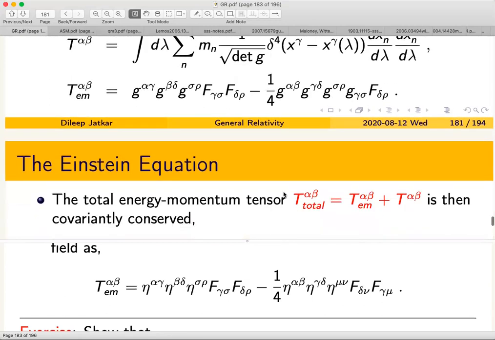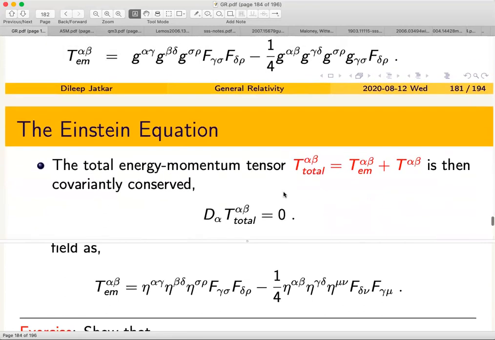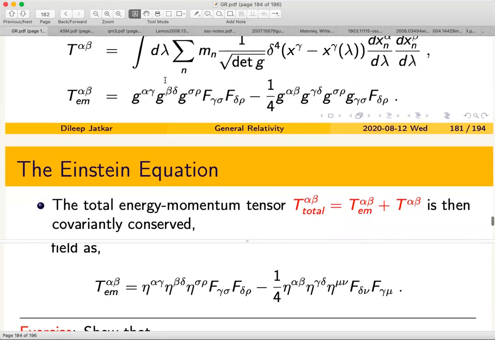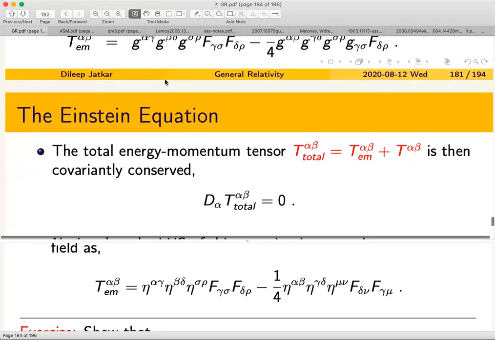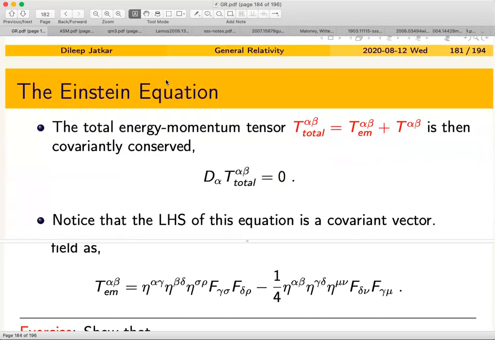So what we want to do now is replace the Lorentz covariant expressions with general coordinate covariant expressions. Once you have the general coordinate covariant expression, because they are second rank tensors (symmetric is not important), they would be covariantly conserved. It's not the partial derivative acting on it that is zero, but the covariant derivative acting on T alpha beta that would be zero.